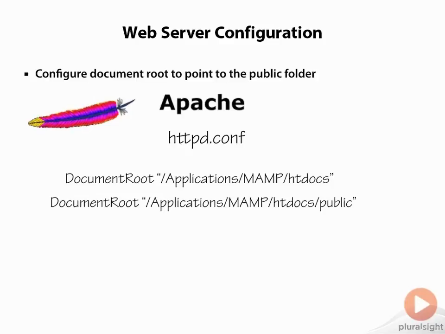One other thing to note here, if you don't want to edit your document root and you're on a Unix or Linux-based platform, you can set up a symbolic link to point to your Zend's public folder. Again, there are many ways to do these things, so go ahead and just pick whatever works for you and get your environment set up and test it out.